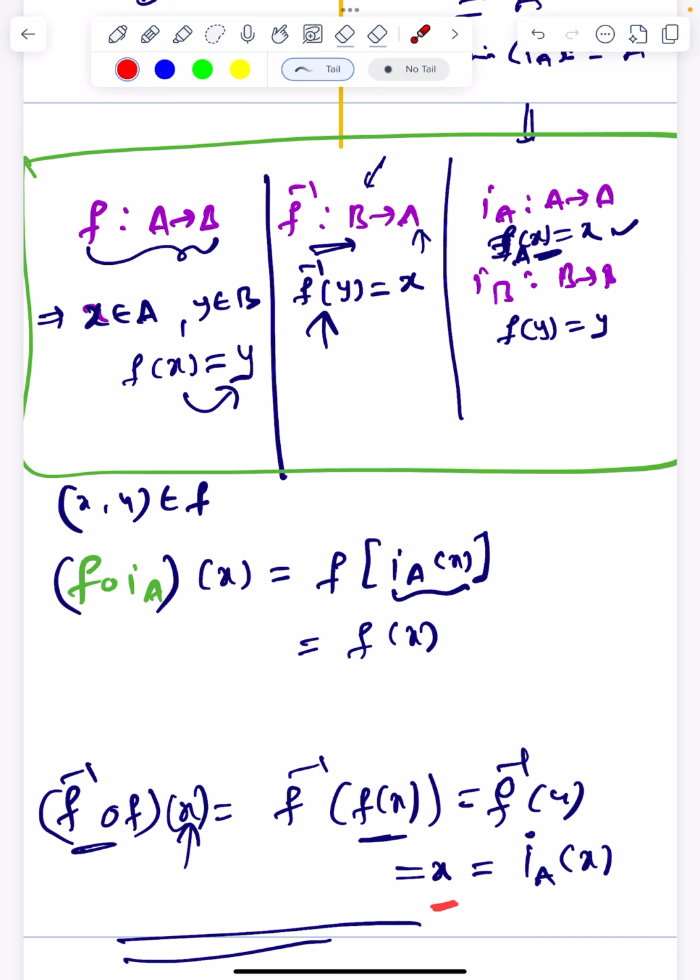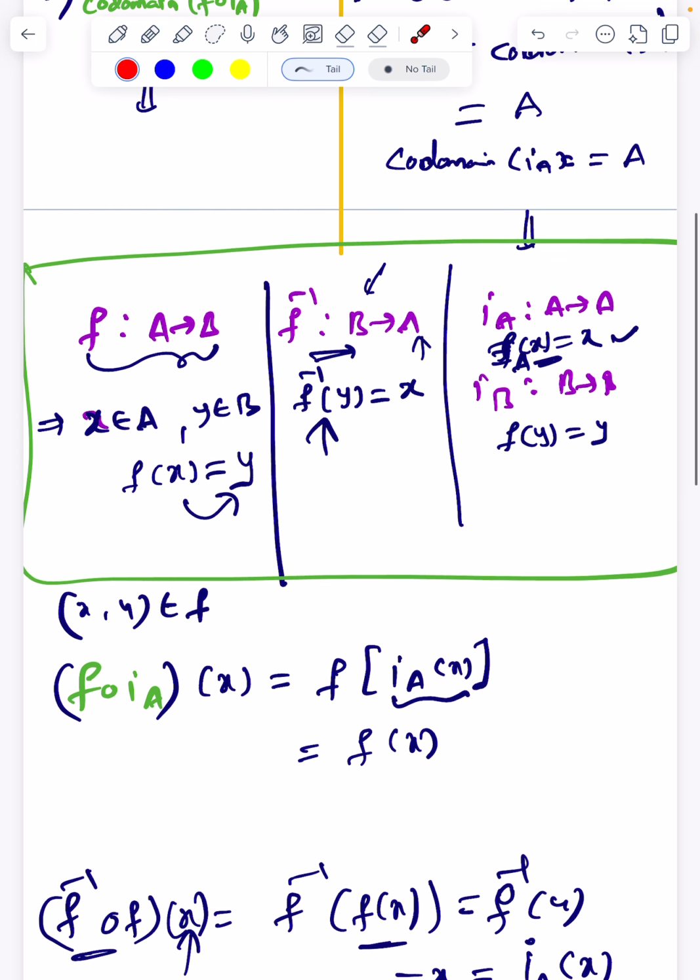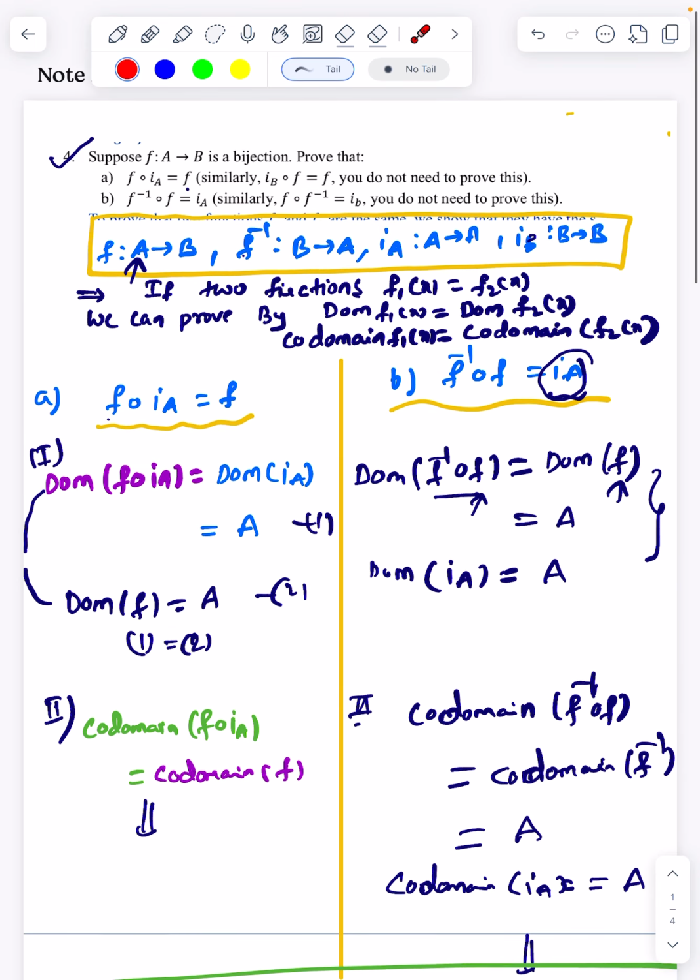We know that it is an onto function. In place of x, I can also substitute the identity function of x. Then this f inverse of f of x, we can write as the identity function of x. That's why these two are equal. In this way also we can prove these two.